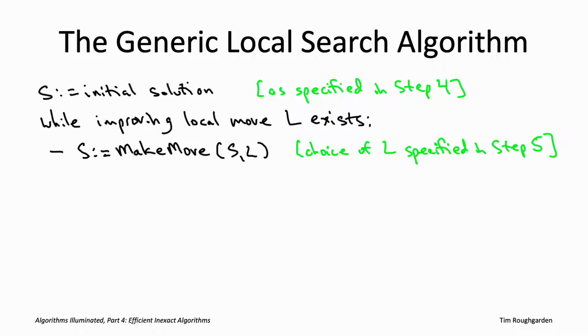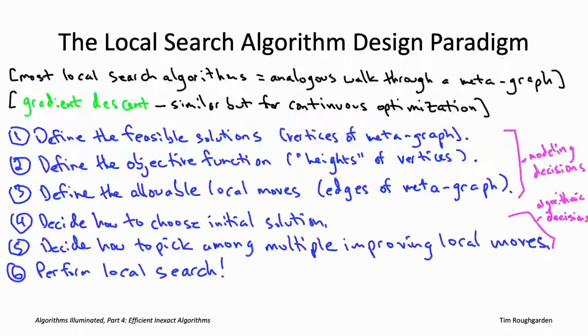Eventually, local search will terminate because the objective function value keeps improving with every iteration. And at the end, you will have a solution from which there is no improving local move. Every local move either keeps the objective function the same or makes it worse. That type of solution is known as a local optimum. A local optimum is one that cannot be improved by any local move. So at an abstract level, that is exactly local search. You make these 3 modeling decisions in steps 1 through 3, the 2 algorithmic decisions in steps 4 and 5, and then boom, you've got your generic local search algorithm, which you can simply apply.